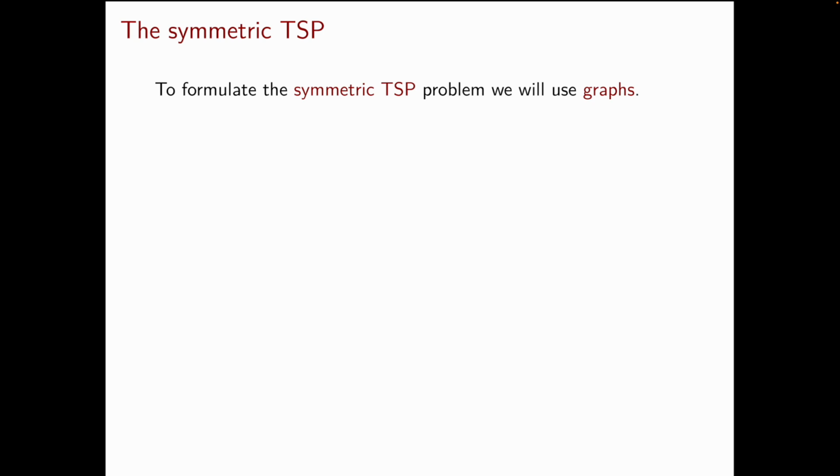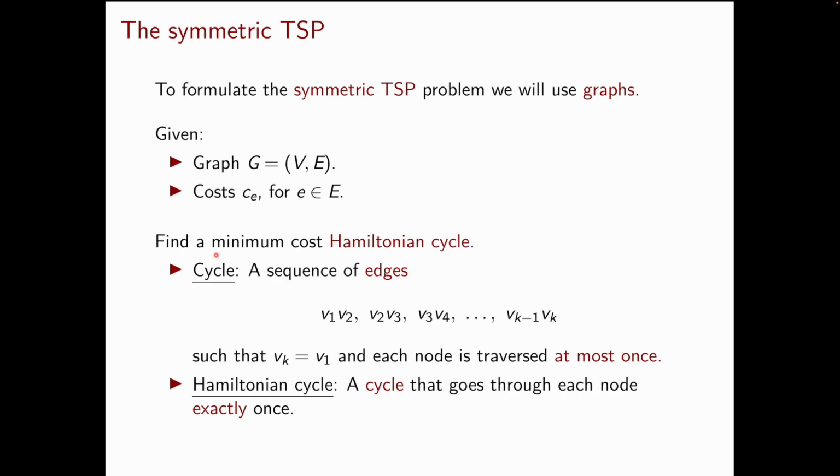A great thing about the symmetric TSP is that we can use graphs rather than digraphs. Essentially, graphs are like digraphs, but where arcs are unordered pairs of nodes rather than ordered pairs of nodes. Due to this difference, in graphs we have edges rather than arcs. In the symmetric TSP, we're then given a graph G with node set V and edge set E, and we're given costs c_e for every edge e. In the symmetric TSP, our goal is to find a minimum cost Hamiltonian cycle.